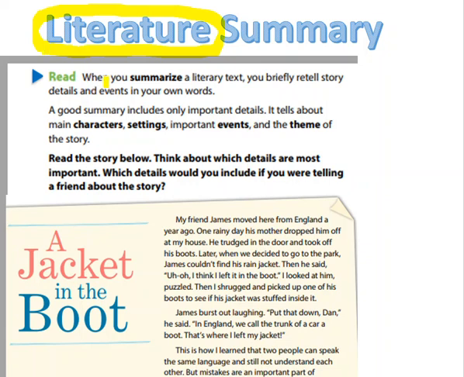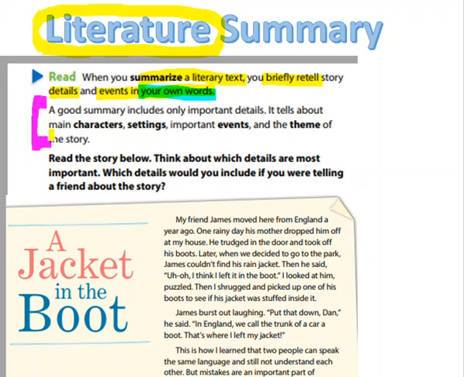So first of all, when you summarize a literary text, basically what you're going to do is briefly retell the story. You're going to give the story details and events in your own words. I'm going to underline that own words a couple times because you really want to make sure that you're including your own words, not just regurgitating it. So here is the basics of what you need.